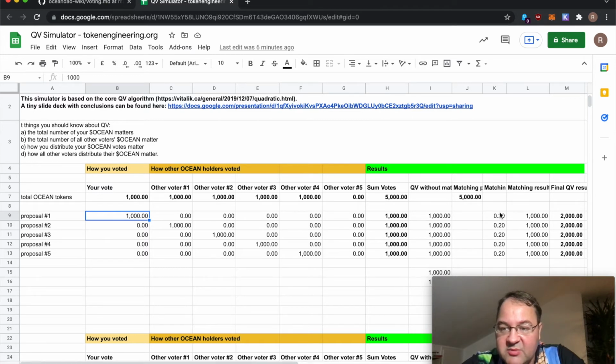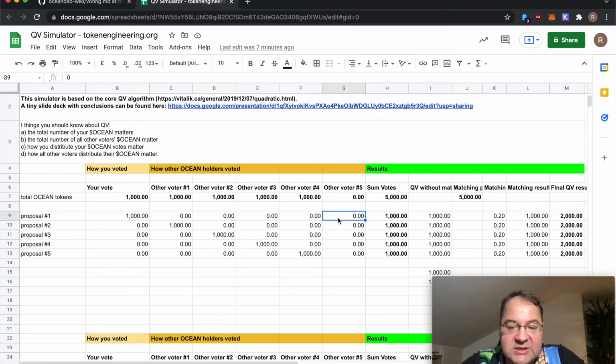Then there's a matching part happening. Everybody has the same number of votes, so everybody gets the same part of this matching. The matching is just the sum of all the individual votes, and you can see here that everybody gets 2,000 votes. This is then going to be the final score that is going to determine how many votes one proposal has.